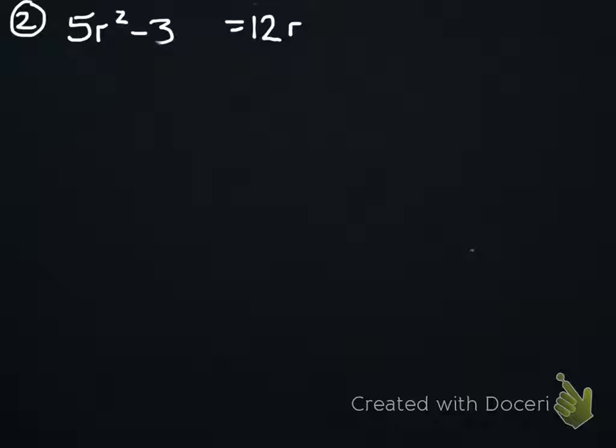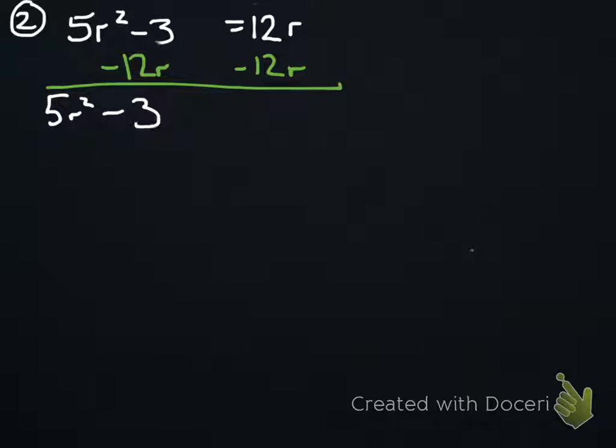On this next question, we have 5r squared minus 3 equals 12r. Step 1 is to get the 12r moved over. That leaves us with 5r squared minus 12r minus 3 is equal to 0.